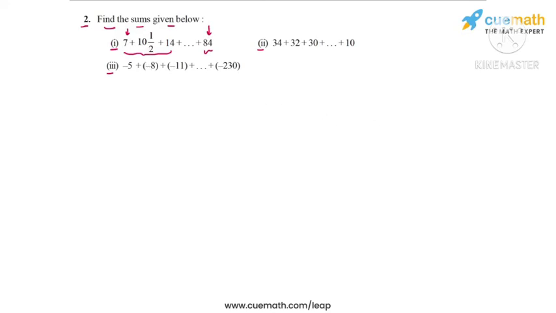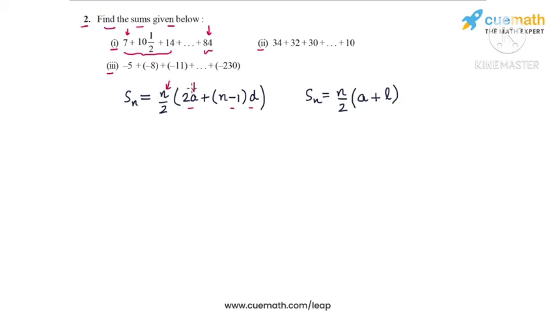So there are two formulas that help us find the sum of terms of an arithmetic progression. Here are those two formulas. The first one is Sn equal to n by 2 into (2a plus (n minus 1) times d). This formula can be used if we have the number of terms, the first term and the common difference. The other formula is Sn is equal to n by 2 times (a plus l), where n is again the number of terms, a is the first term and l is the last term.